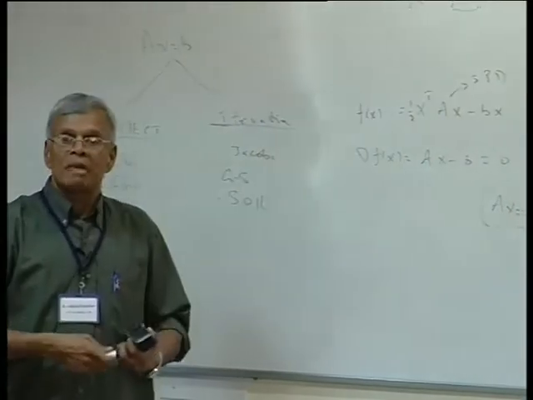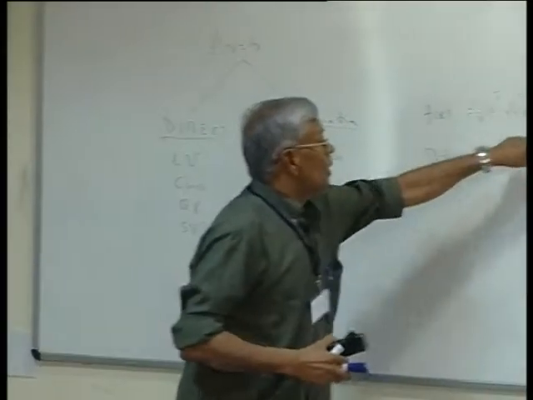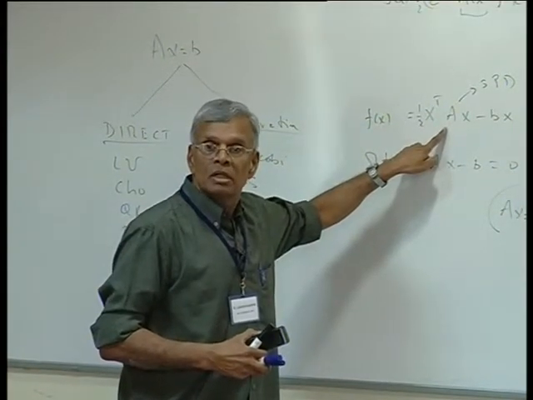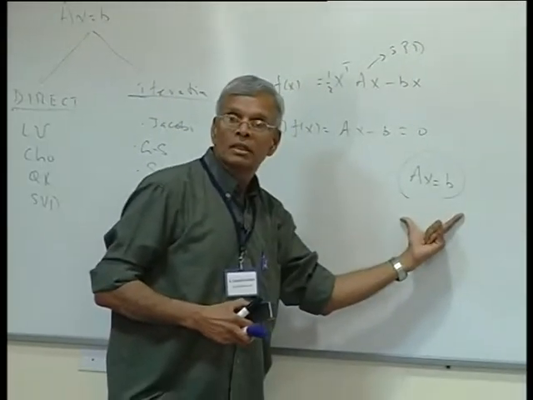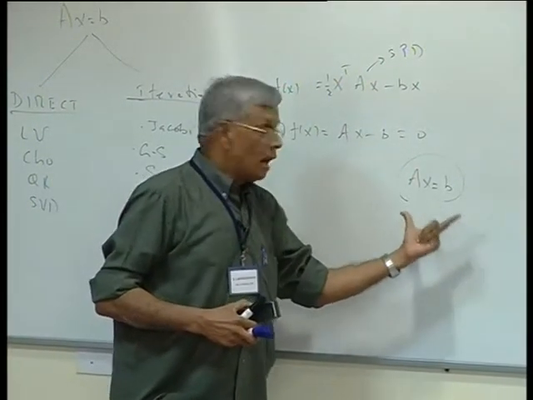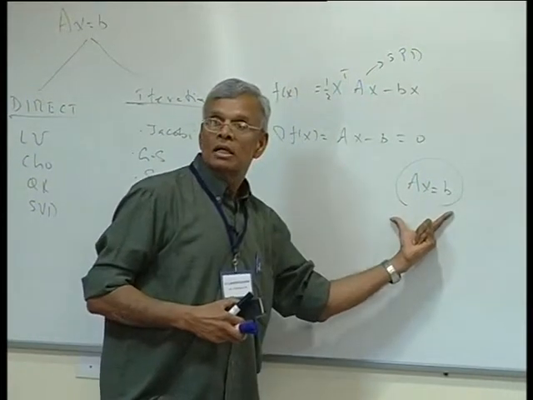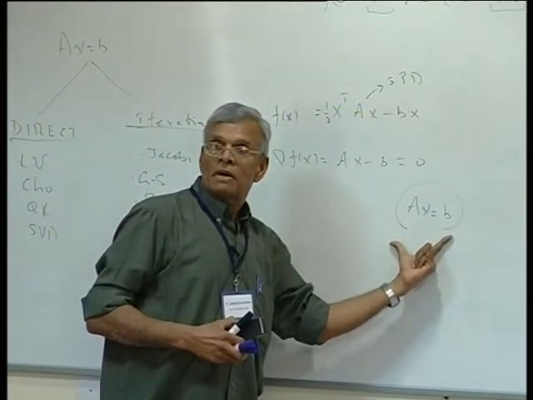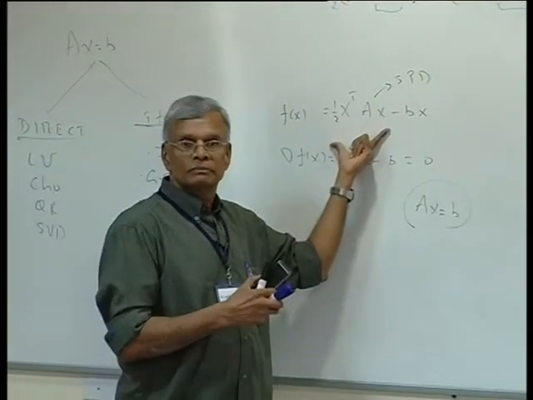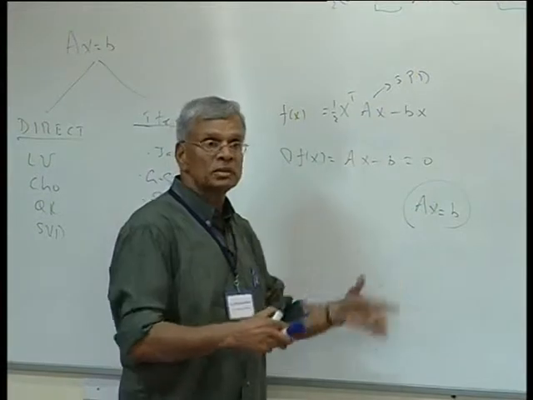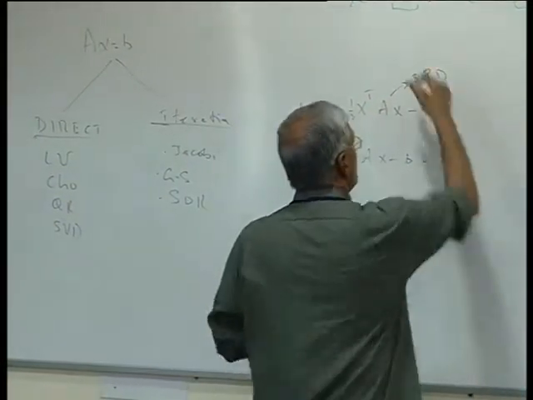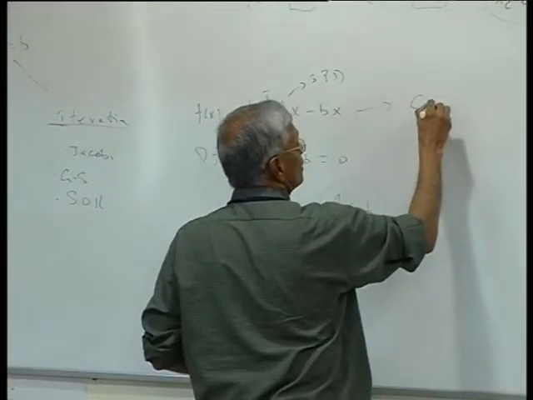So what does it mean? Minimizing a quadratic function with a symmetric positive definite matrix is equivalent to solving a linear system with a symmetric positive definite matrix, or solving a linear system with a symmetric positive definite matrix is equal to solving a minimization problem. And what is one of the best ways of solving these kinds of things? The conjugate gradient method.